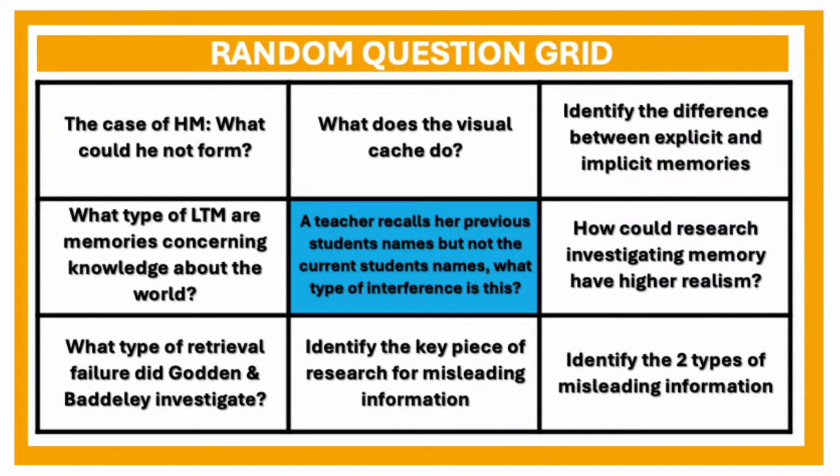All right, let's look. A teacher recalls her previous student's name, but not the current student's name. What type of interference is this? So let's see if we're going to get this one right.